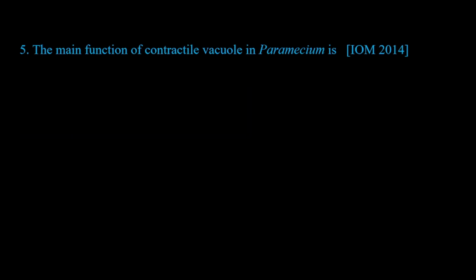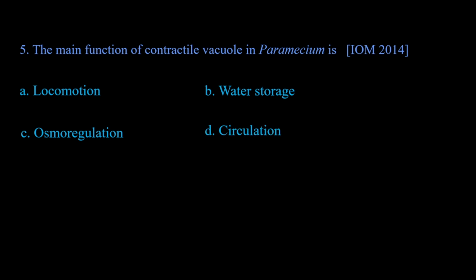Question number 5. The main function of contractile vacuole in Paramecium is. Options are A. Locomotion, B. Water storage, C. Osmoregulation, D. Circulation.